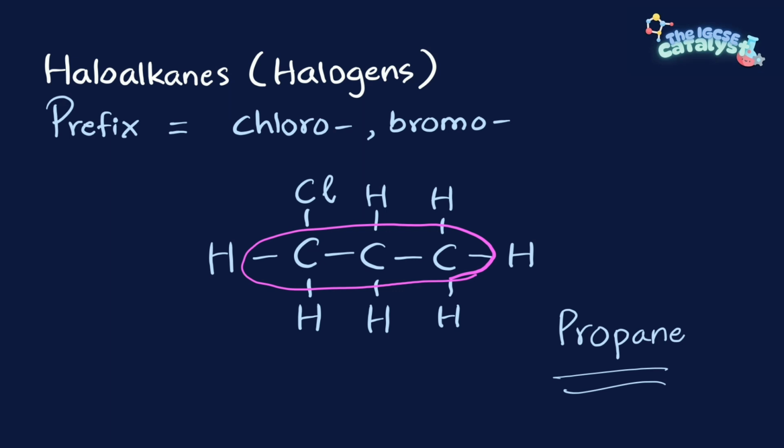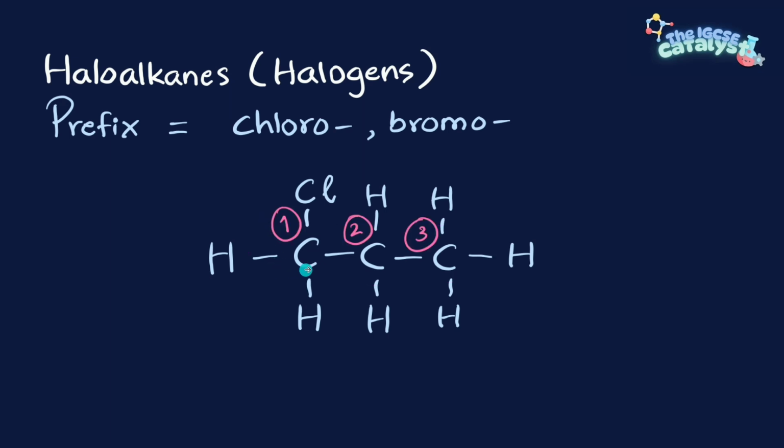Next, we will identify if there's any substituents here, and yes, there is. Here is a chlorine atom. This will be the substituent here. The next step will be to number the carbon atoms so that the substituent gets the lowest number. We will number it from left to right. So here, the chlorine atom will be attached to carbon number 1, which is the lowest possible number we can get.